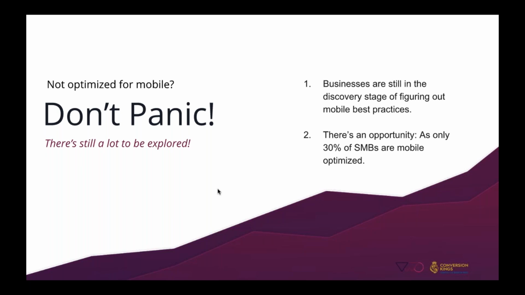Another reason I say not to panic if you're not optimized is that there's still an opportunity. Currently, only 30% of small and medium businesses are mobile optimized. And why I say it's an opportunity is because for mobile traffic and for mobile conversion, you're not competing with 10 other companies. If we talk about 10 companies, then you're not competing with 9 other companies. You're competing with only 2 other companies who are mobile optimized. So there's a lot of potential for conversion and improving your revenues.